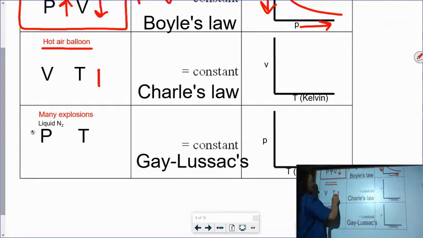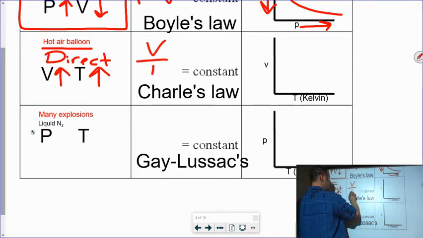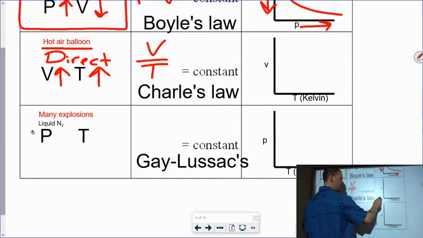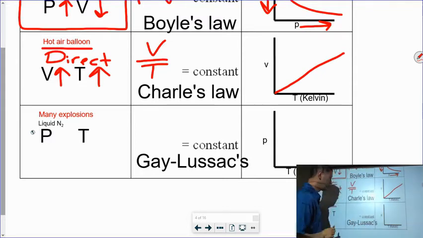So as the internal temperature of that gas goes up, those molecules move faster and faster and faster, and they take up more volume. So that is a direct relationship. One goes up, the other goes up. So in this one, volume divided by temperature always ends up giving you a constant, and since it's a direct relationship, it always goes through 0, 0.